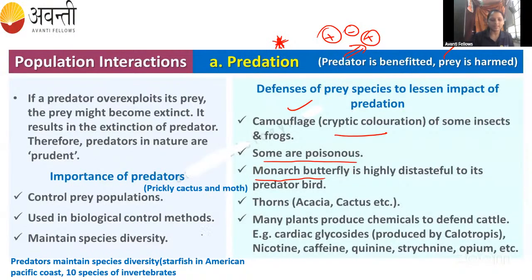Fine. So some organisms will not eat the bitter taste, right? So here the same thing, guys. The monarch butterfly will have a bitter taste. So that's why the predator will not eat it. Okay, predator bird.